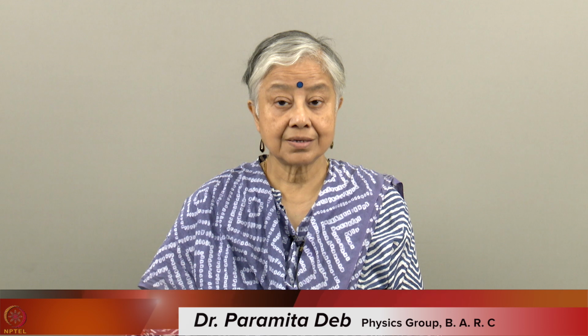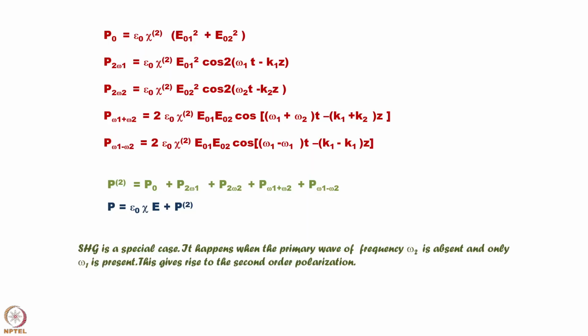So, the last slide of my previous lecture was this slide, and I think we left off where we spoke about second harmonic generation. I had said that second harmonic generation is a special case. It happens when the primary wave of frequency omega 2 is absent and only omega 1 is present. So, there is only one primary frequency which is the input in the crystal or the medium where second harmonic generation takes place, and we go on further with that.